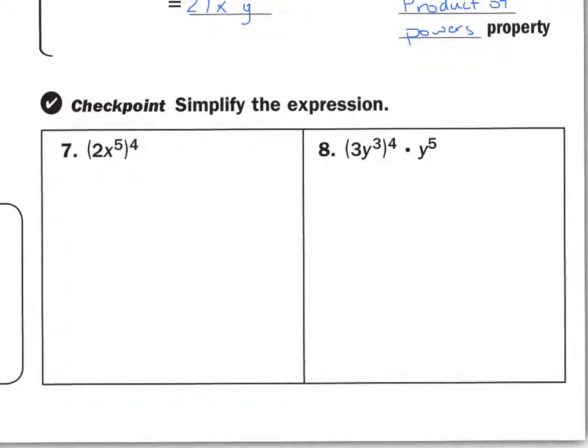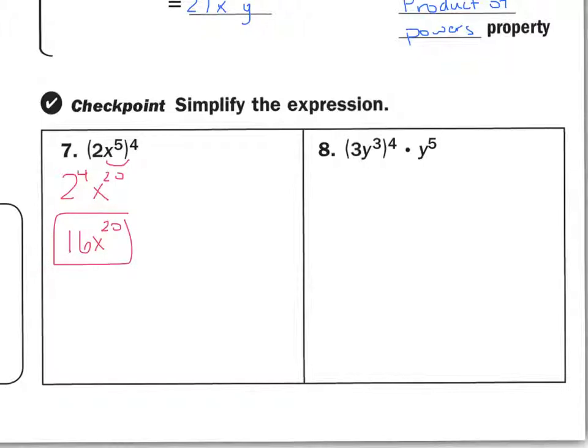And for our final checkpoint, for number 7, we are going to raise 2 to the 4th power, and then x to the 5th raised to the 4th is going to be multiplied, so it's going to become x to the 20th. 2 to the 4th is simplified to 16, so our answer is 16x to the 20th power.